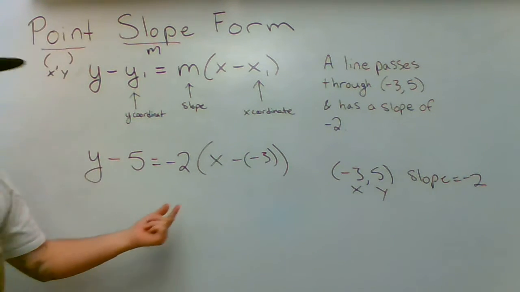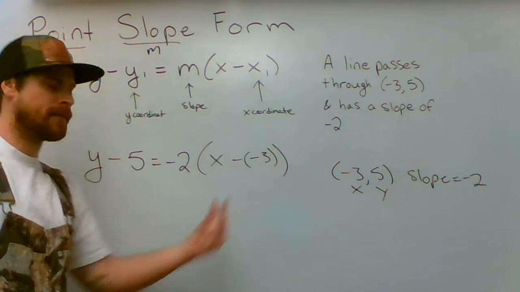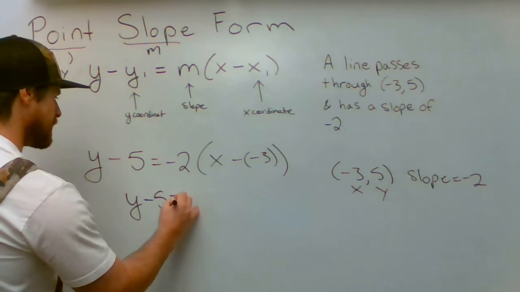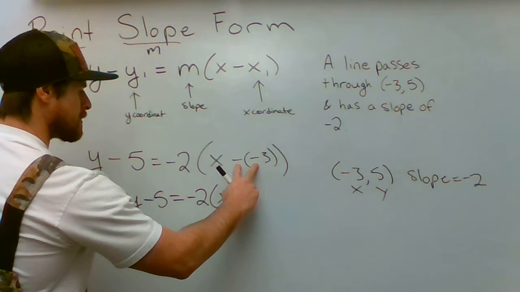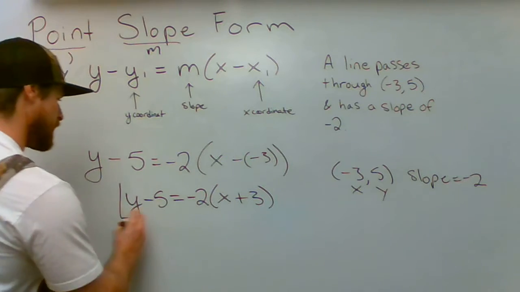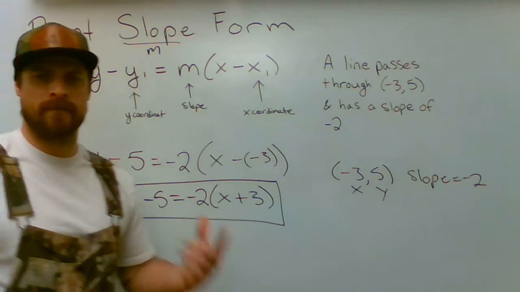The only part that I would recommend adjusting is you have double negatives here. Subtracting a negative is the same as adding. y minus 5 equals negative 2 times x plus 3. Subtracting a negative is the same as adding. This right here is our equation written in point-slope form.